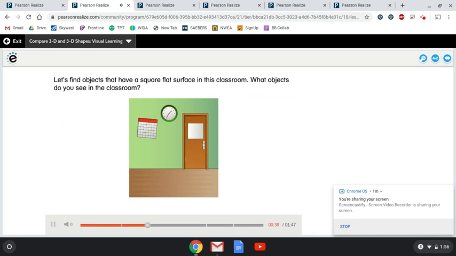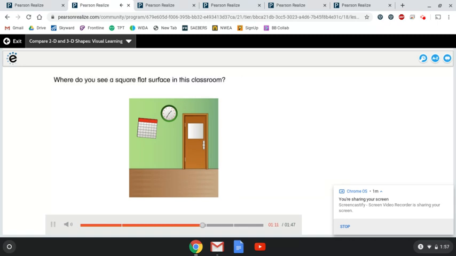Let's find objects that have a square, flat surface in this classroom. What objects do you see in the classroom? You see a calendar, a clock, and a door. What flat surfaces do these objects have? The clock has a flat surface that is a circle. The door has a flat surface that is a rectangle. The calendar has a flat surface that is a square.